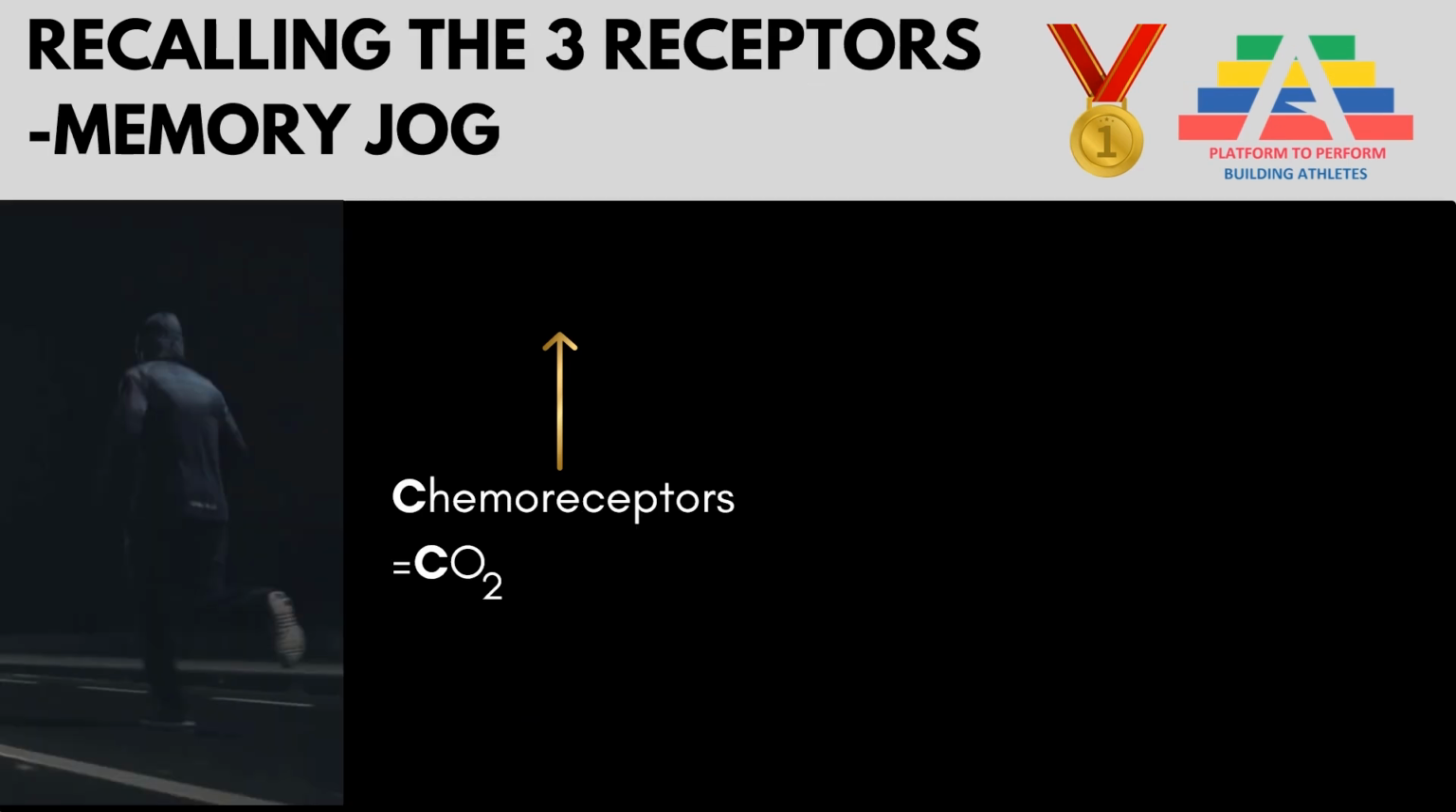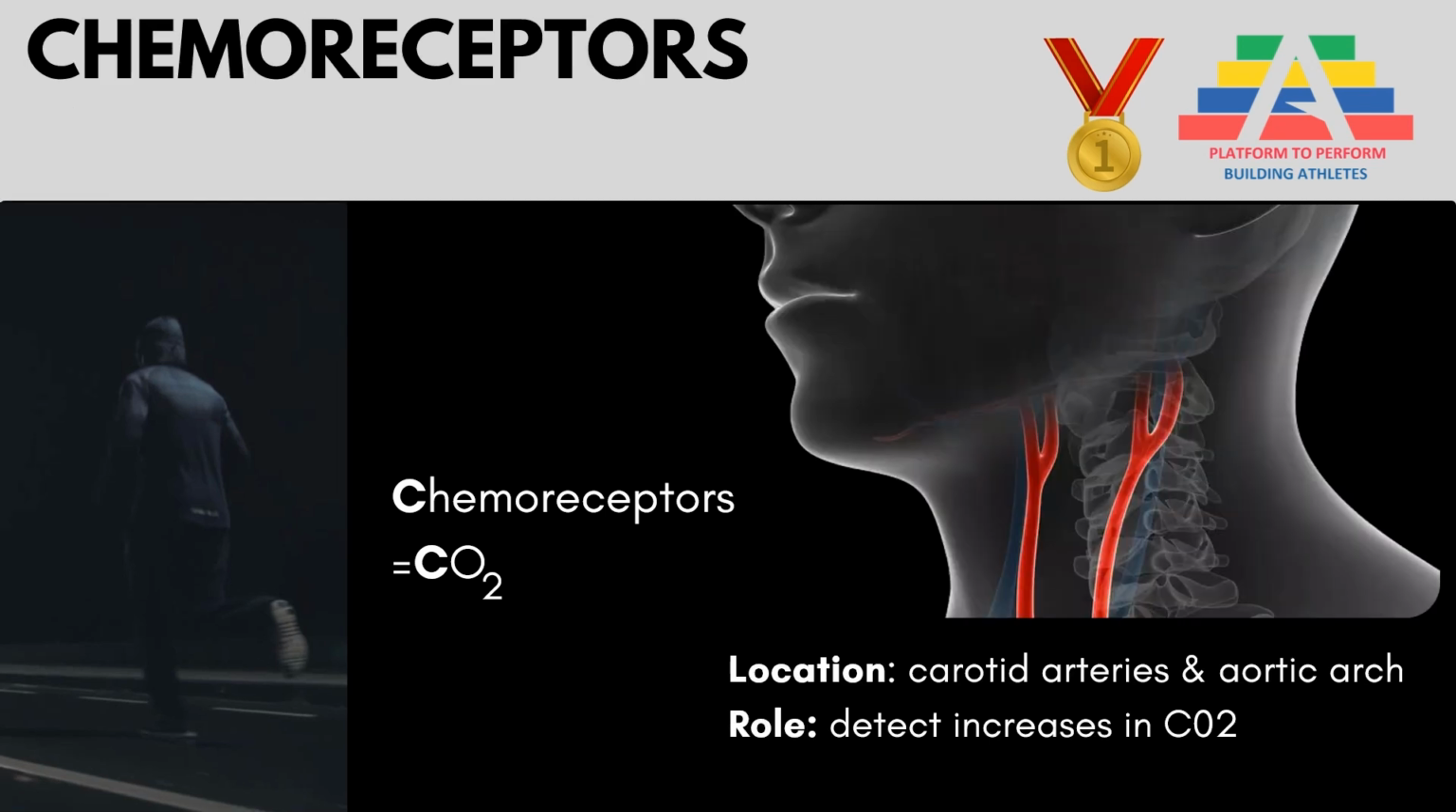Now let's talk about the receptors that detect these things. So the easy way of remembering these is the first letter and understanding the root word. So chemoreceptors kind of sounds like the word chemical. They are designed to detect increases in carbon dioxide, and specifically carbon dioxide in the blood. The places that have these chemoreceptors are the carotid arteries and the aortic arch. These are arteries in the neck, and they help detect increases in carbon dioxide.